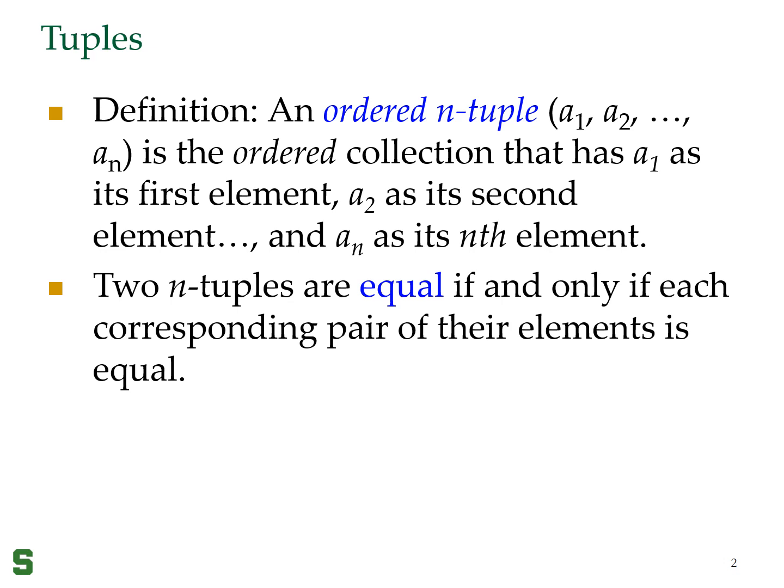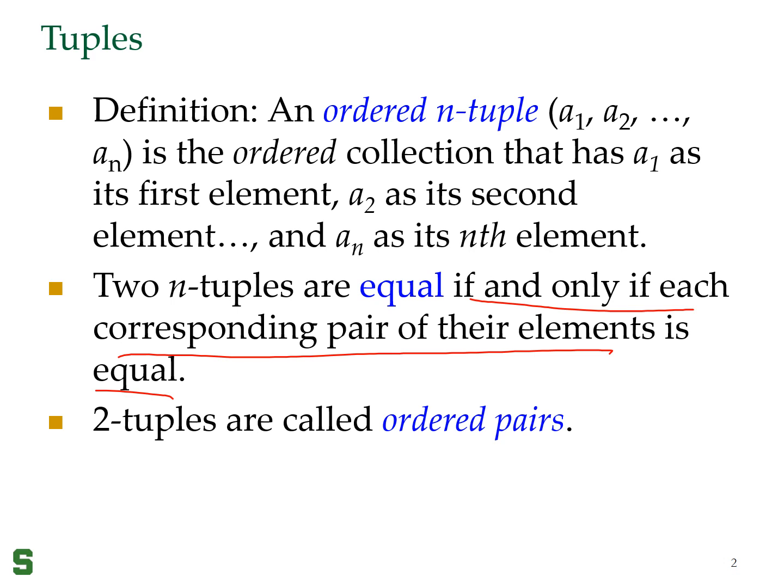Two n-tuples are equal if and only if each corresponding pair of elements is equal. There is a special kind of tuples when n is equal to 2. We call them ordered pairs. It has exactly 2 elements. There is a first element and then there is a second element. So if I have ordered pairs A, B and C, D, these two ordered pairs are equal if and only if A is equal to C, B is equal to D.